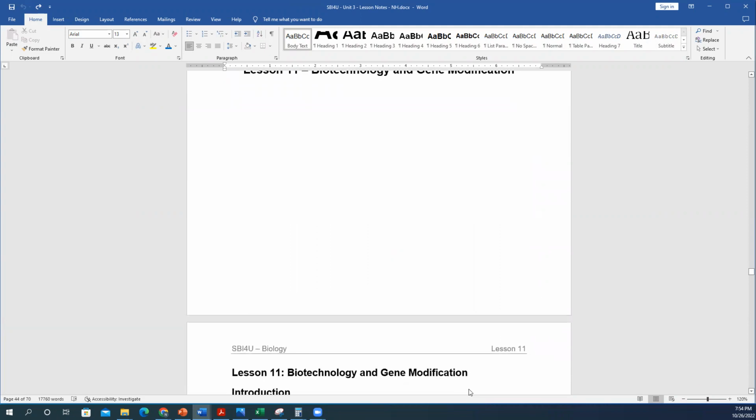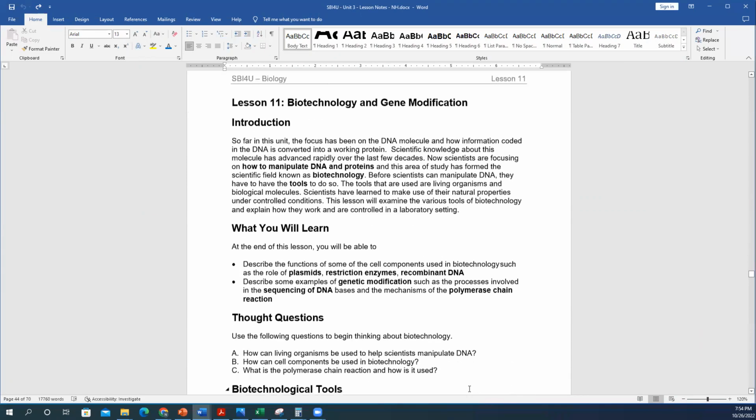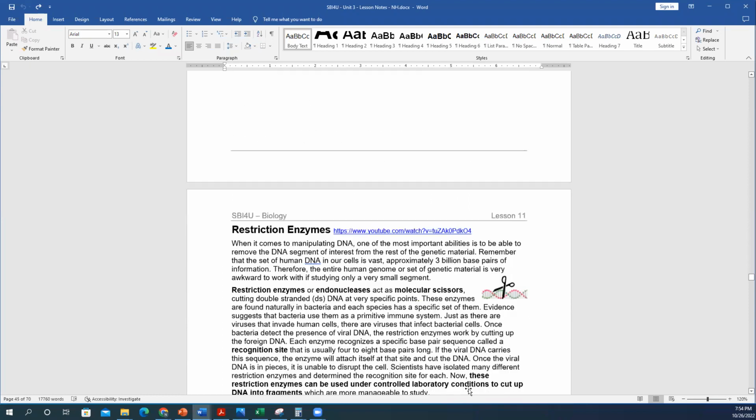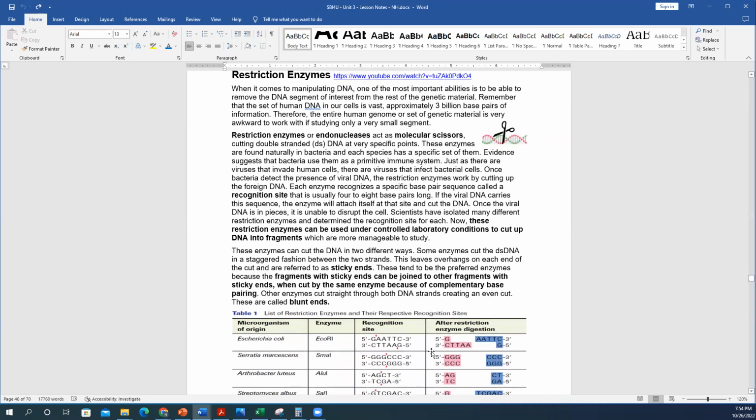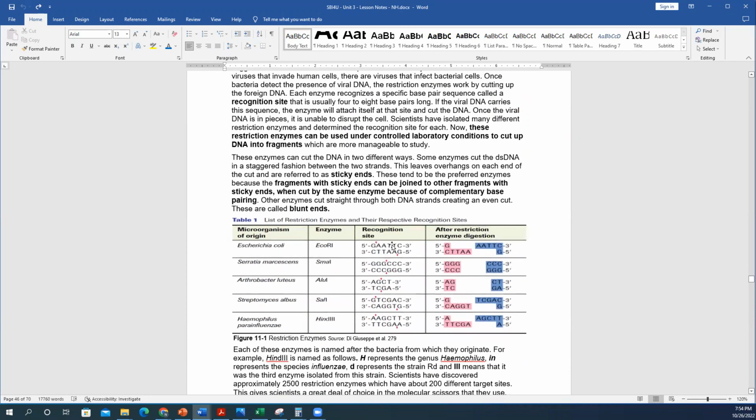Then we talked about biotechnology and gene modification. We explored some of the tools that are available, including restriction enzymes. We talked about how restriction enzymes are very specific to recognizing a certain sequence, and what they do is cut that sequence. Sometimes they cut it in a way where you have sticky ends, and sometimes they cut it in a blunt way, depending on the restriction enzyme and the cut site that they recognize.